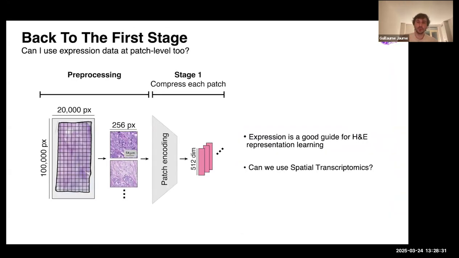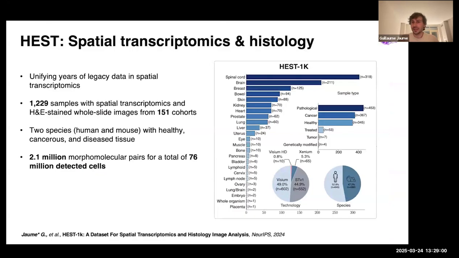Okay, so now back to our first stage. We were basically saying in THREADS, well, using expression is a very good way to guide the representation. So what if at the patch level, we follow the same idea and we use spatial transcriptomics, where the morphology should partially reflect the transcriptomic profile at a very fine-grained resolution. The problem is spatial transcriptomics is not a clinical modality, and we cannot directly use clinical data and go to the hospital. Spatial transcriptomics is still used in research only. So it's very, very hard to get access to a lot of data.